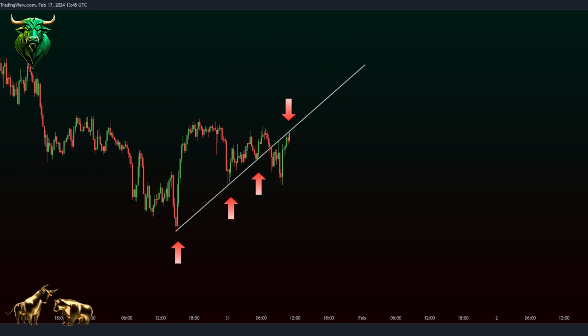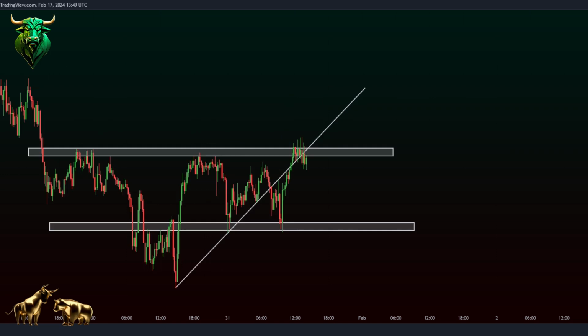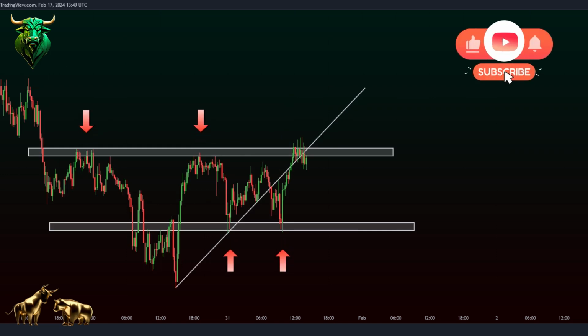We can see that after several touches, the trend line has been broken and there has been a price retracement to the trend line. Now let's draw the support and resistance lines. The price has reacted to these support and resistance lines multiple times. We wait for one of the support or resistance lines to break.